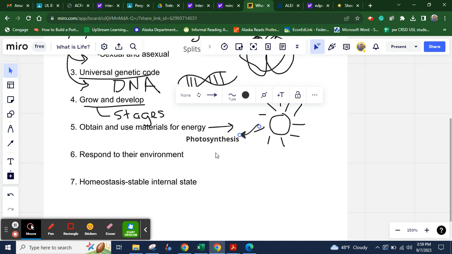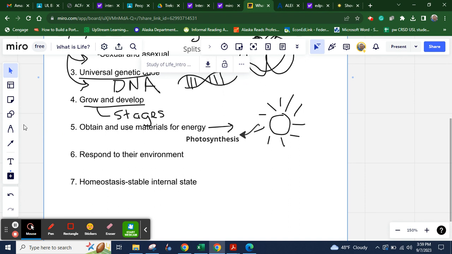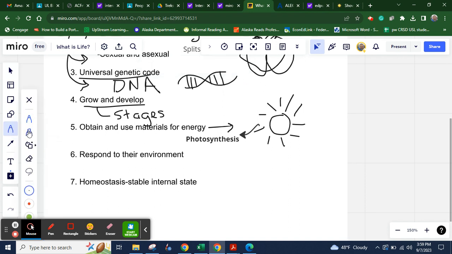So maybe you're just a carnivore. All you do is eat meat. And say you eat moose. Well, moose eat plants, which produce the energy. So really, in the end, all living things depend on plants. They're called producers, primary producers. And this is any kind of plant.